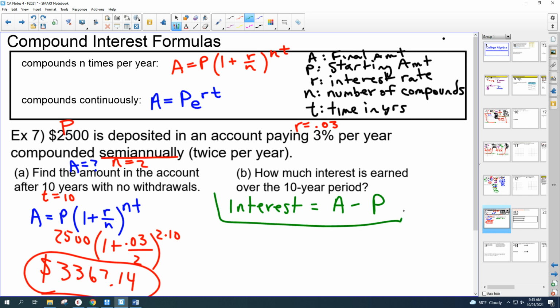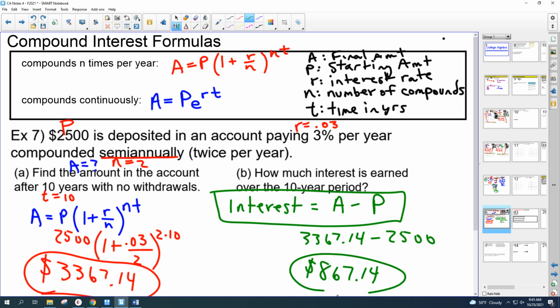You can box that in if you want. That's a formula, but I think you should just know that because you know what interest is. A minus P, that's going to be 3367.14 minus, what do we start with, 2,500? 867.14. That's the interest, or how much we gained by doing this investment.